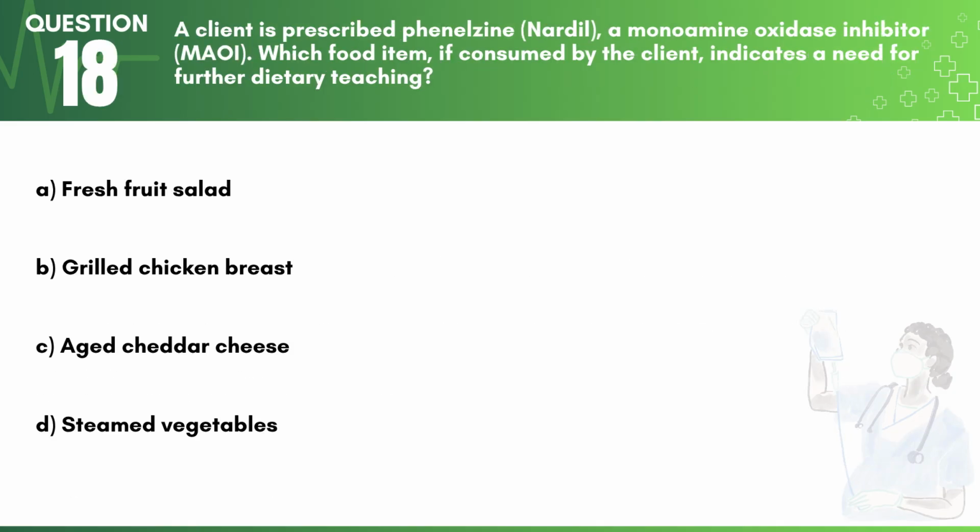Question 18. A client is prescribed phenelzine, Nardil, a monoamine oxidase inhibitor, MAOI. Which food item, if consumed by the client, indicates a need for further dietary teaching? A. Fresh fruit salad. B. Grilled chicken breast. C. Aged cheddar cheese. D. Steamed vegetables.